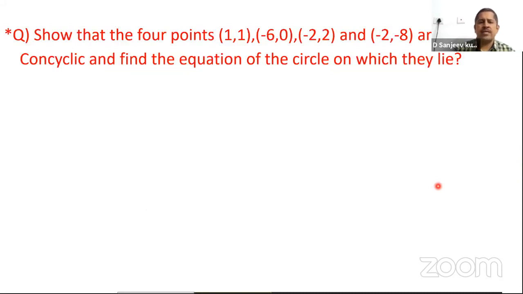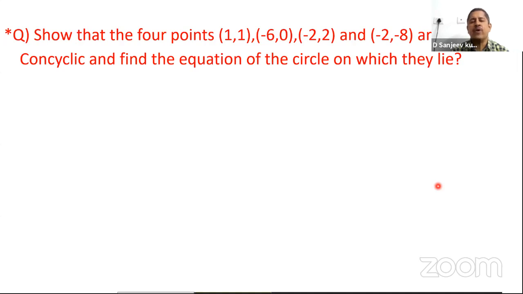Okay, so let us take the next problem from this model. Here you have 4 points. One is (1, 1), second is (-6, 0), third is (-2, 2), and fourth is (-2, -8). You have to show that these 4 points are lying on the same circle.